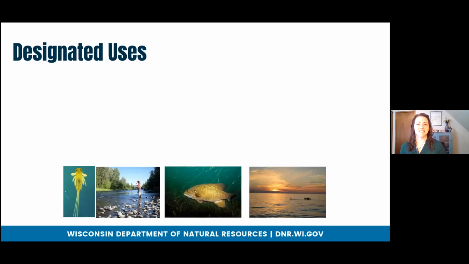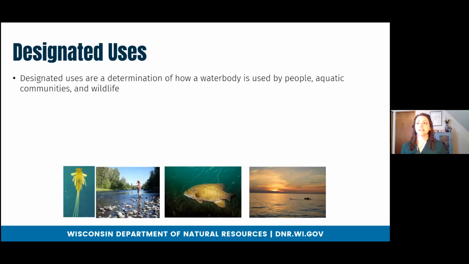The first is designated uses. They are basically a determination of how a water body is used. So whether that's by people for recreation or as a drinking water source, by the aquatic communities that live in the water, or by wildlife that rely on the water for their sustenance or habitat.